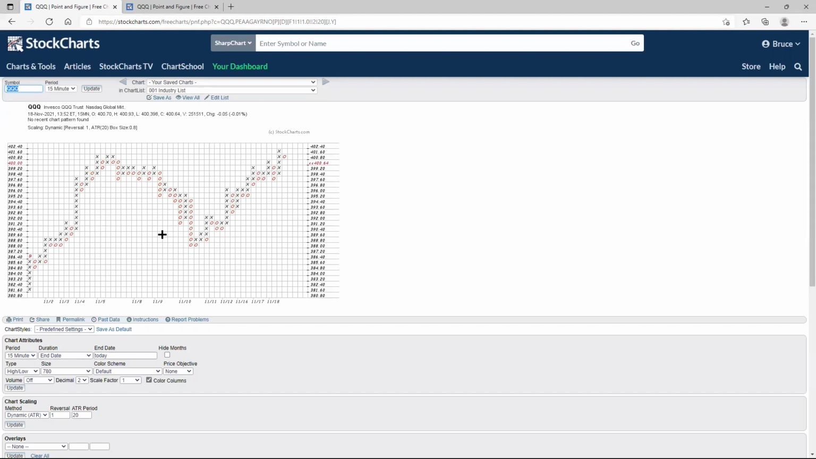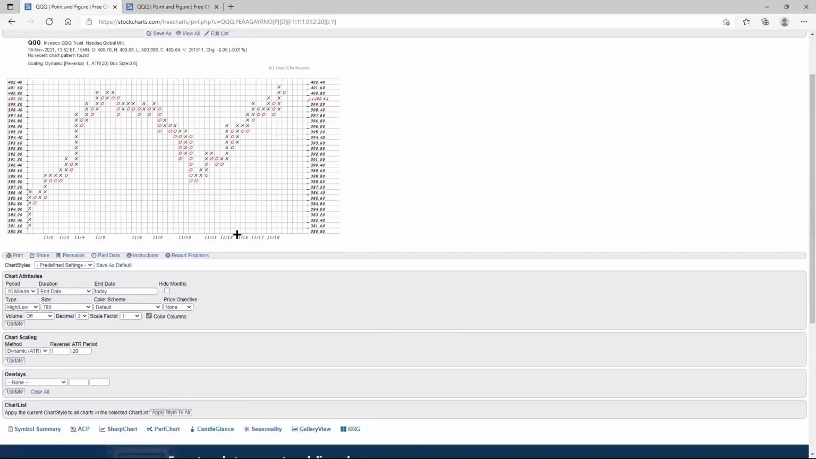A correction, a little bit of a base right here, and then a turn back up to the area of resistance. And we'll see whether or not we're in a range bound situation, bounded by, call it 401 or 400 at the high, and down here at 388 at the low. So this is using ATR scaling.